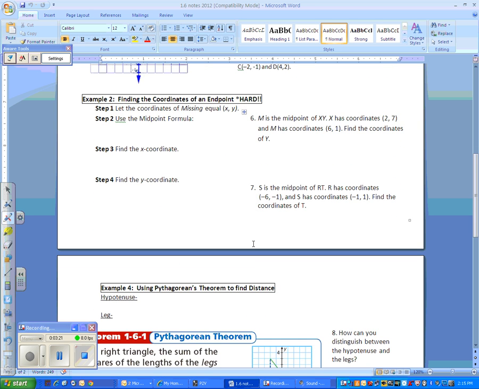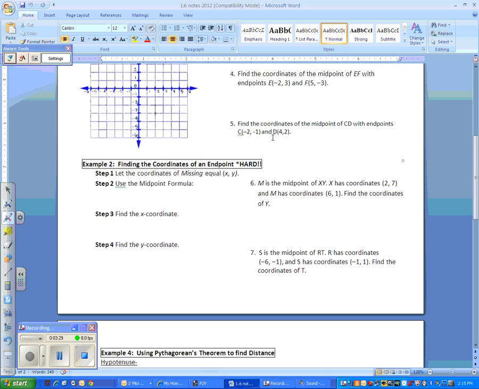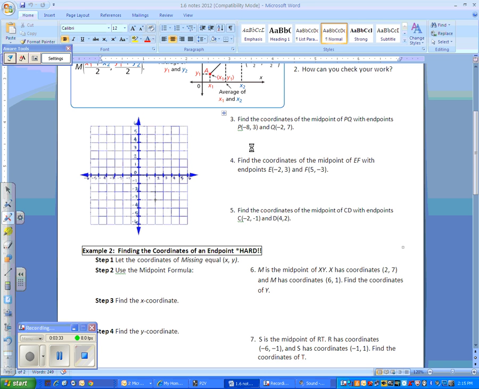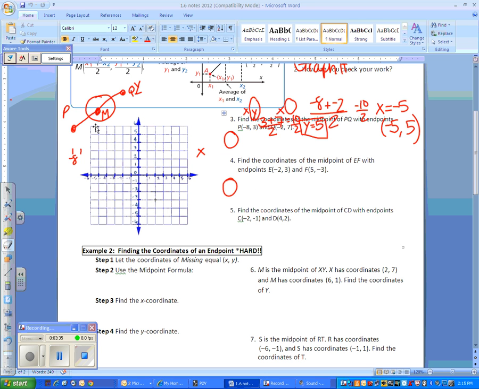All right. This second part is really hard. This one, they actually give you the midpoint and they want you to find the endpoint. So, okay, this one is the hardest part. Notice I even put hard. Okay, so let's see. I wrote down the steps for you guys. I'm going to erase this graph and see if I can help you guys out with it.